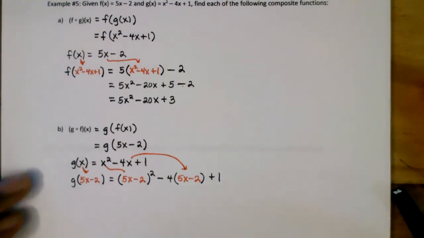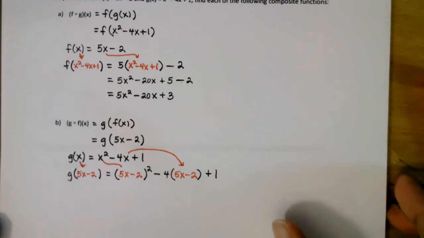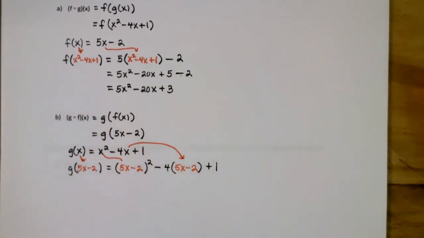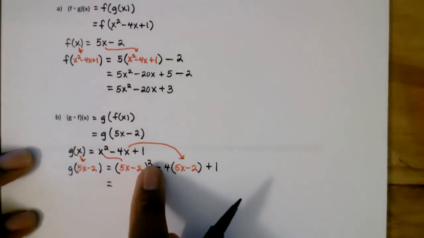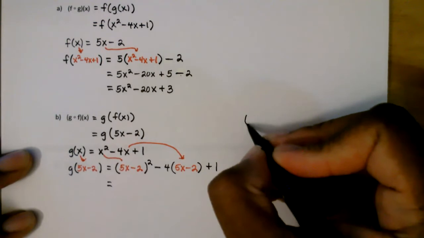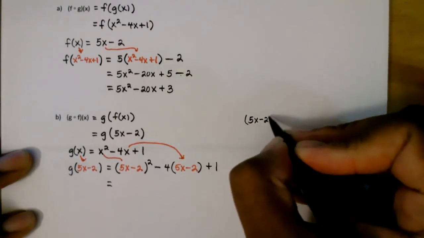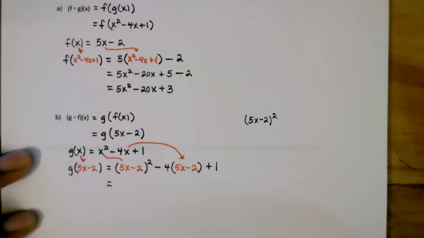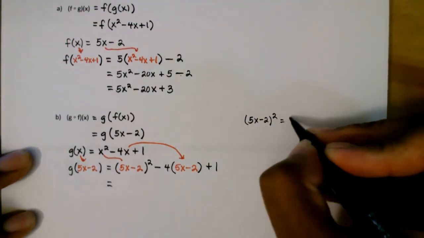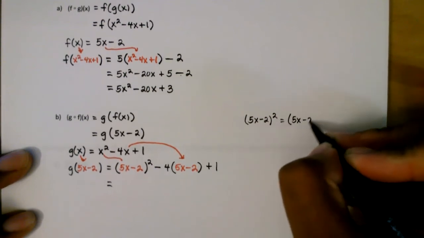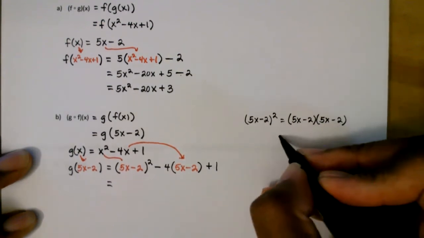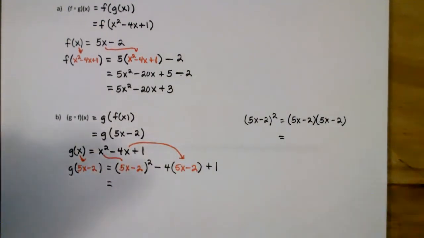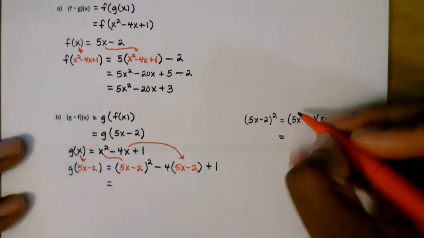Now we're going to have to simplify the right-hand side of this composed function. That 5x minus 2, and it is squared. I'm going to write this off to the side as scratch work here. That 5x minus 2 is used as a factor twice. So I'm going to write 5x minus 2 twice because I'm going to be multiplying here. And then we're going to use the FOIL method.